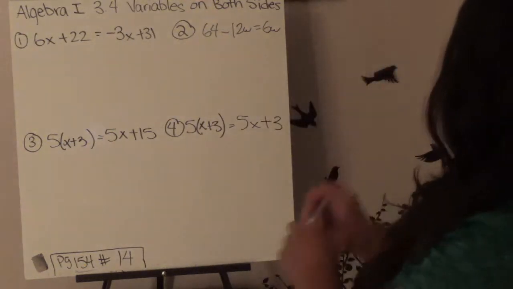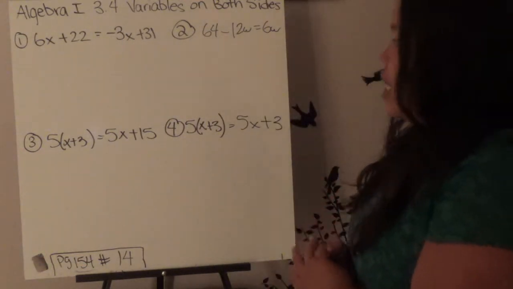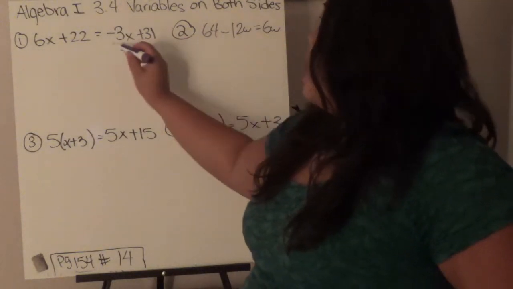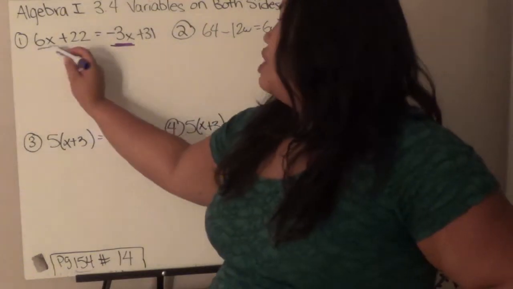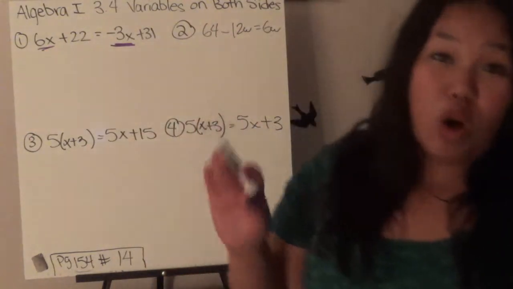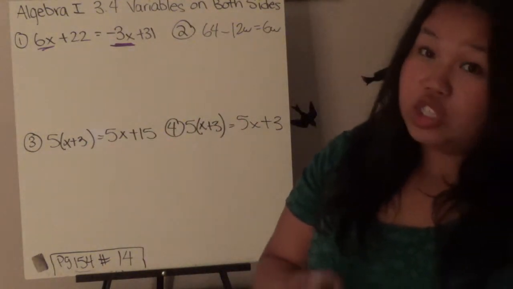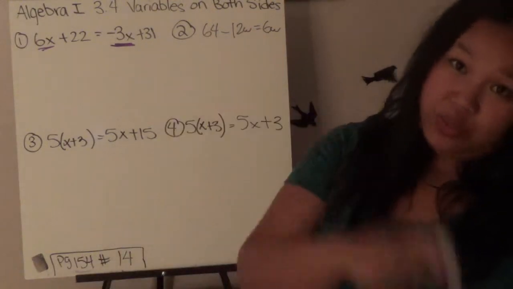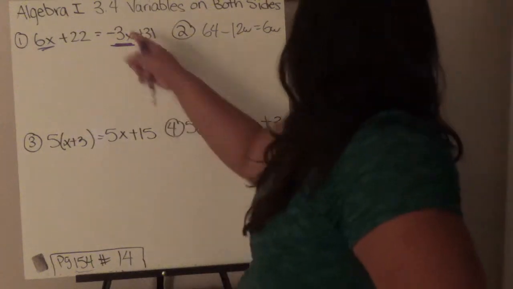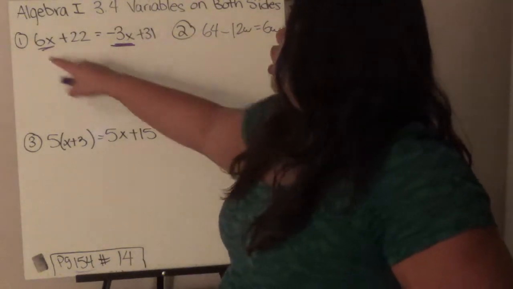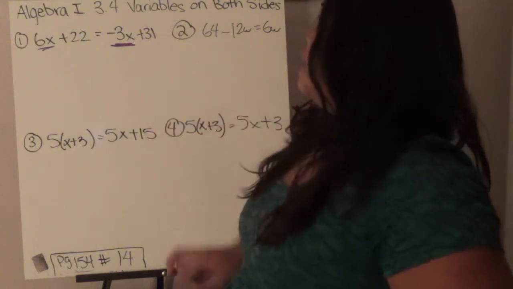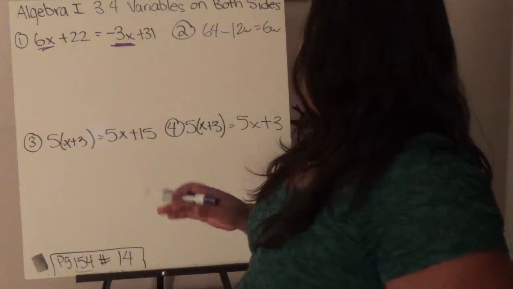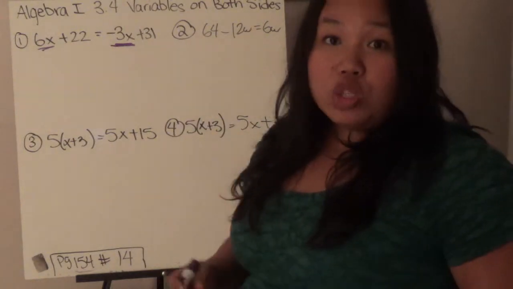Okay? So for example, we have 6x plus 22 equals negative 3x plus 31. Well, I have a negative 3x on this side and I have a 6x. Somehow, I have to get them all to one side. And again, I can do anything that I want as long as what I do to one side, I do to the other. Okay? So let's look at this negative 3x. I want to move it to 6x, but it's being subtracted on this side.